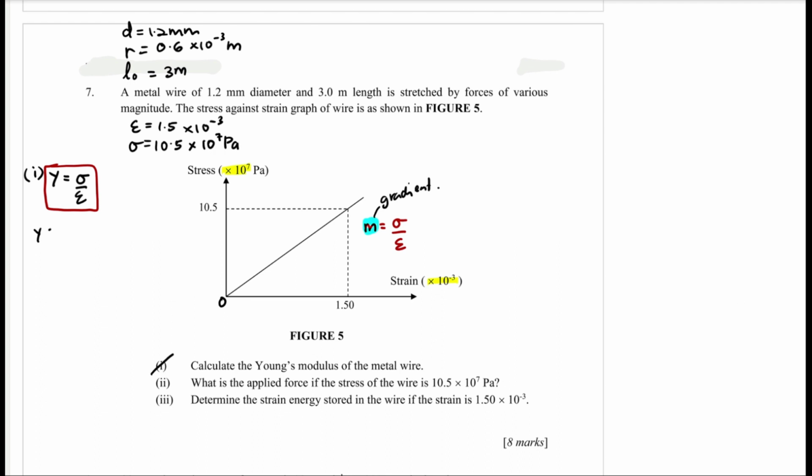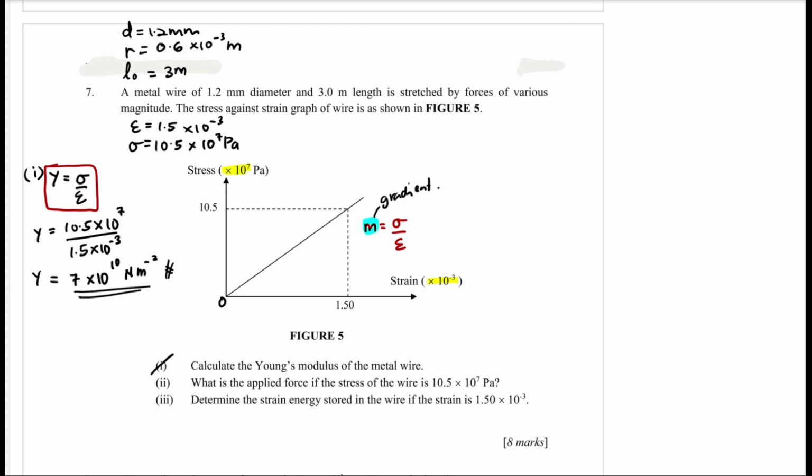Where Y is equal to 1.5. Sorry, 10.5. Y axis 10.5 exponent 7 over 1.5, the strain is exponent negative 3. So finally, Young modulus, don't forget the unit: 7 times 10 power of 10 Newton per meter squared. So this is the answer.